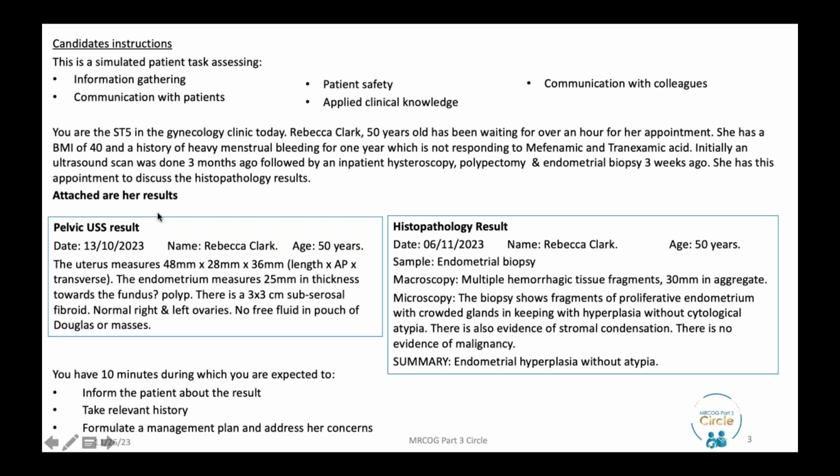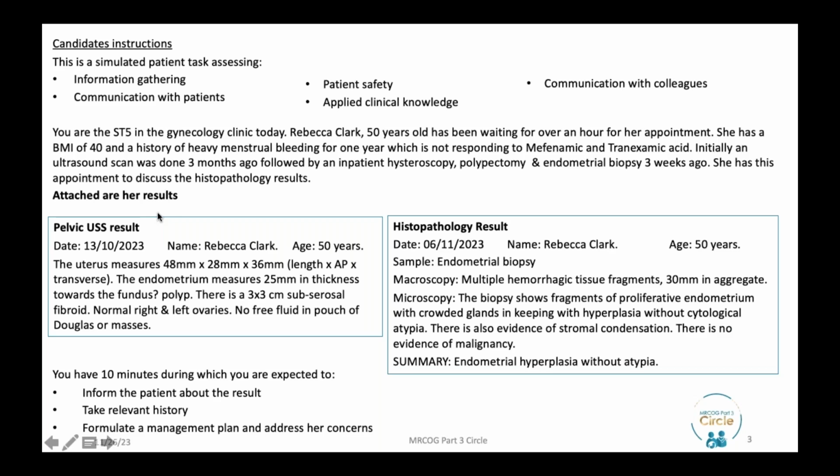All right. So some people, when they read a scenario like this, they will go, okay, they start with explaining the scan findings and then explaining the histopathology results. But again, look at the sequence of events. She had the scan. After the scan, she was seen. That's why, or that's at that appointment after the scan, she was booked for a hysteroscopy and endometrial biopsy. And of course, she would be consented.